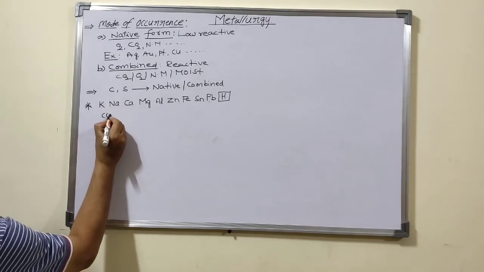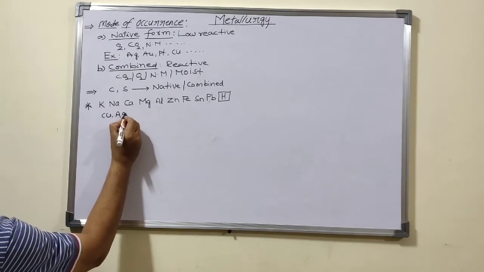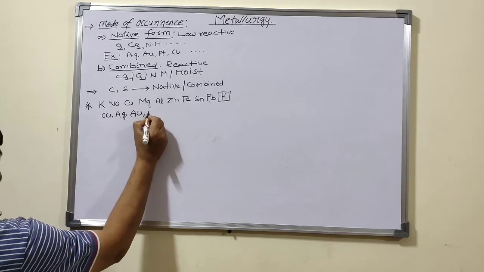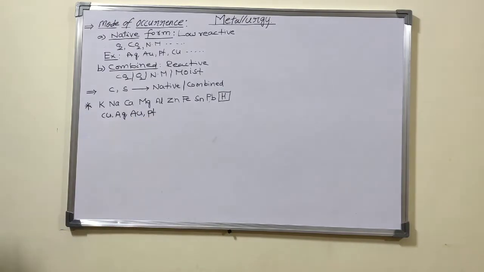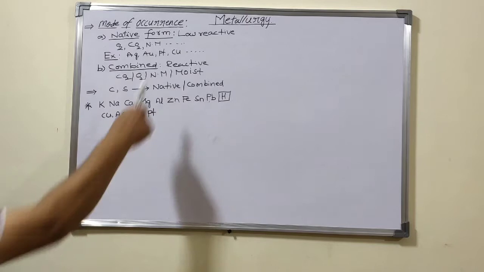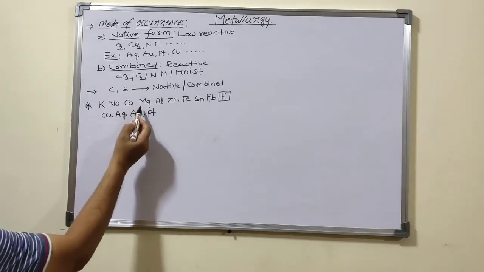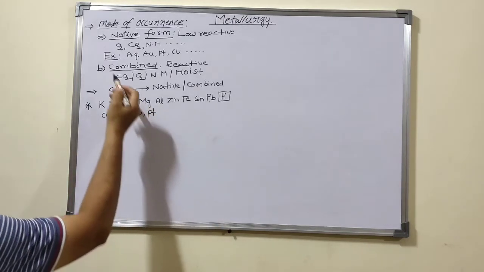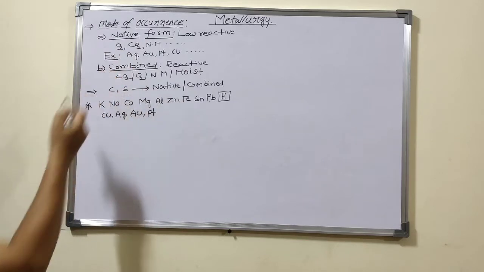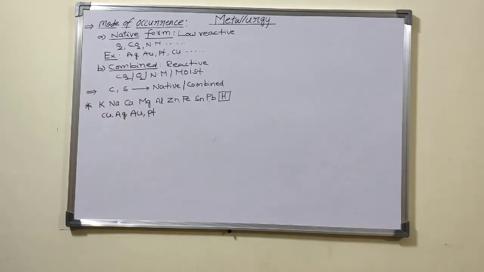Metals like copper, silver, gold and platinum are present below hydrogen in the metal reactivity series. These are least reactive, so they are not affected by oxygen, carbon dioxide, non-metals. So these are in native form. Like this, elements exist in two forms. So you have to remember the metal reactivity series. Then you can easily remember which are native and which are combined form.